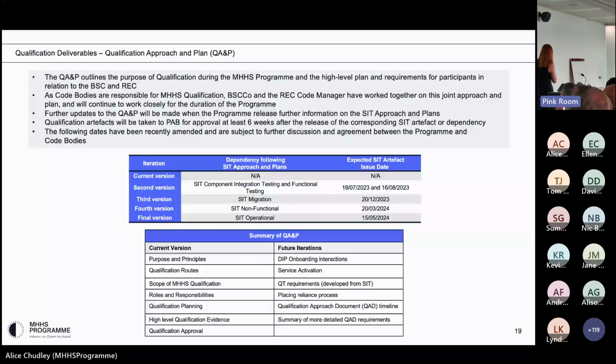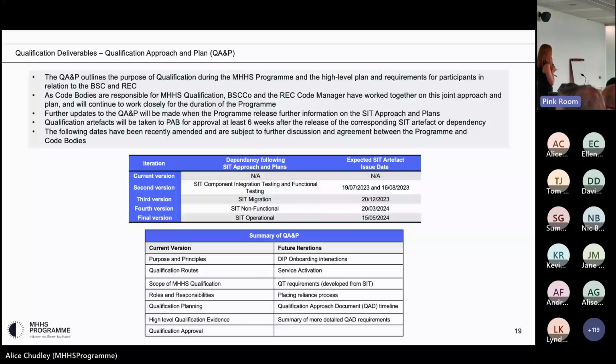So what we've got there is a clear view on the slides of when we're now expecting the system integration testing deliverables. Some of those have recently been moved. So in the first iteration of the plan, we set out what you'd be expecting for qualification and when the qualification approach and plan iterations will be ready. But as those have just been moved, we're in a process of recalibrating with the programme on when those deliverables need to be undertaken. And we'll be providing further updates both through QWG and through the planning activity.